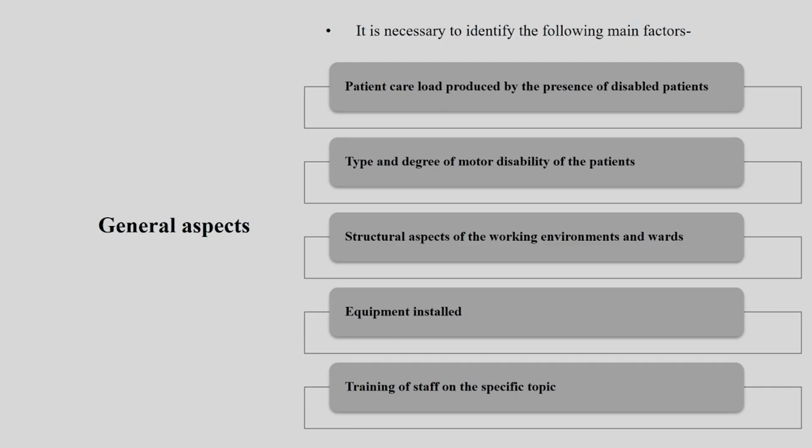What are those? Patient care load produced by the presence of disabled patients, type and degree of motor disability of those patients, structural aspects of the working environment and the wards, whatever equipment is installed within that particular sector, and training of the staff on that specific topic. Okay, these also need to be taken care of.